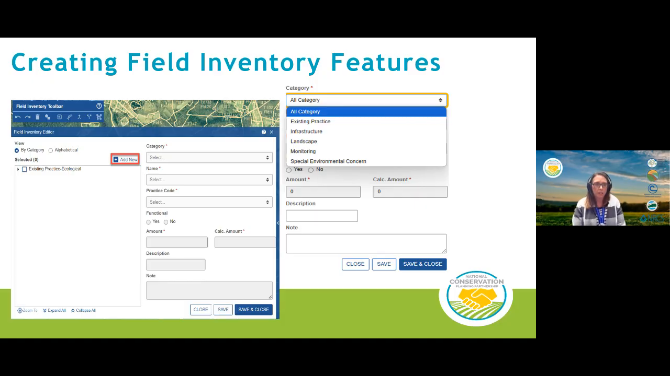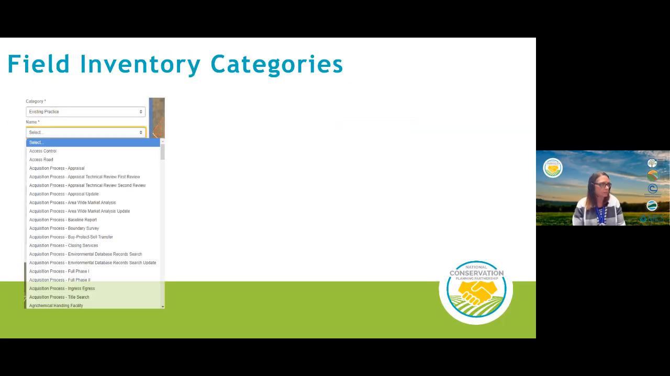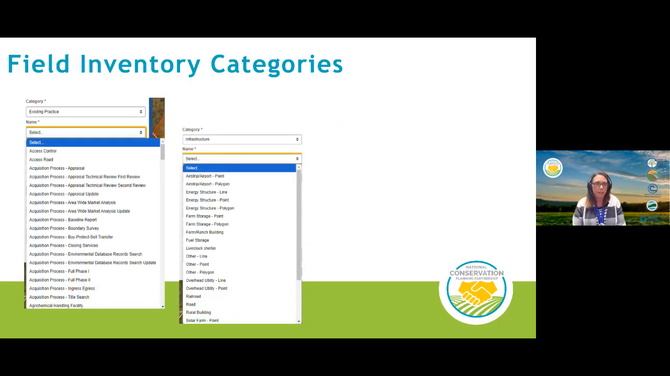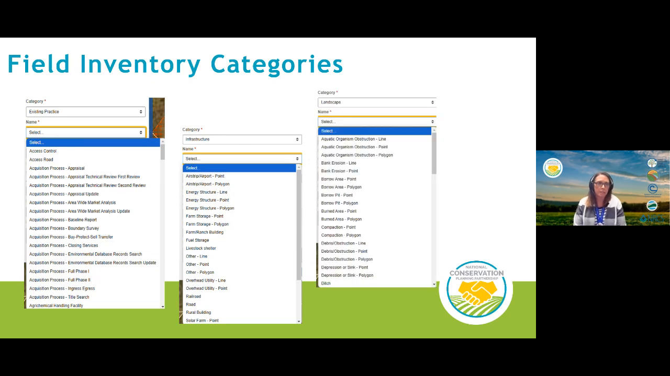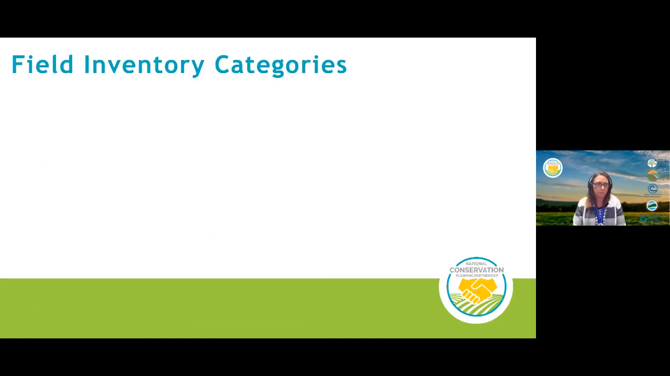Some of the categories we have for existing practices are going to be your practices that you can plan for inside of CD. For infrastructure, it's going to be things like an airport, an airstrip, energy, farm storage, fuel storage, a livestock shelter. And then for landscape, you can have a bank erosion, a borrow pit, compaction, a ditch, anything like that on the landscape.